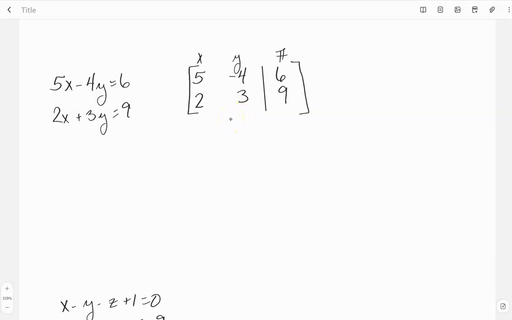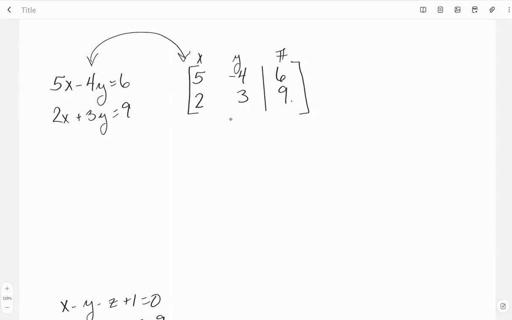Now, we could go backwards from this. If I wanted to turn this back into a system of equations, we would read this as 5x minus 4y is equal to 6, and 2x plus 3y is equal to 9. So we can go back and forth between this form and this form.